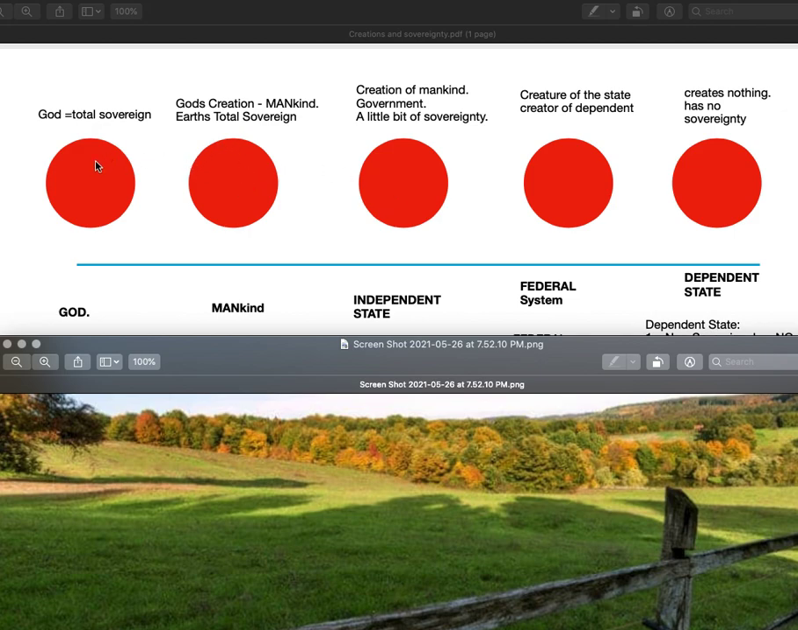So God has total sovereignty. He has total independence. He creates mankind, and mankind has total independence and sovereignty over the earth and our creations on earth. So if we see that our creation is bad, we have to destroy it. Just like if God saw that his creation was bad, he would destroy it.